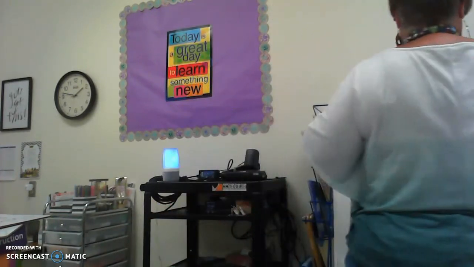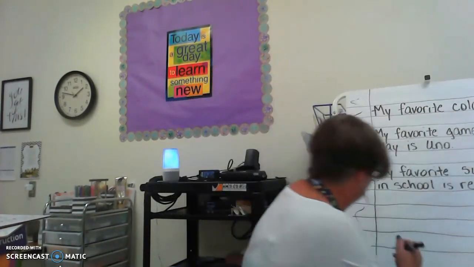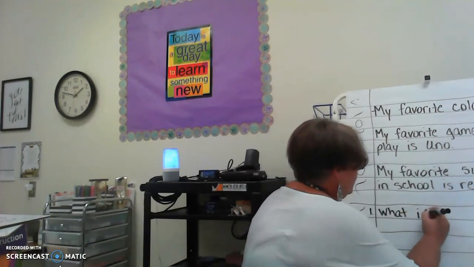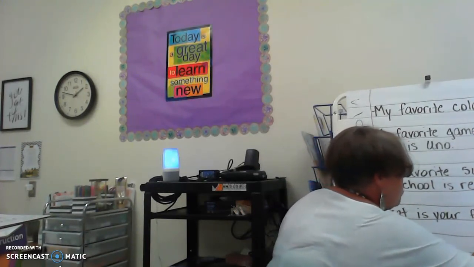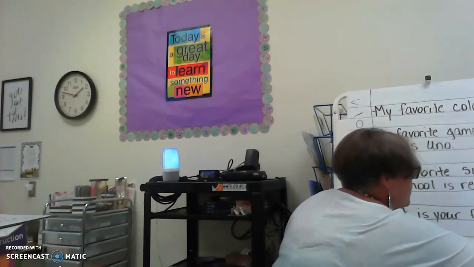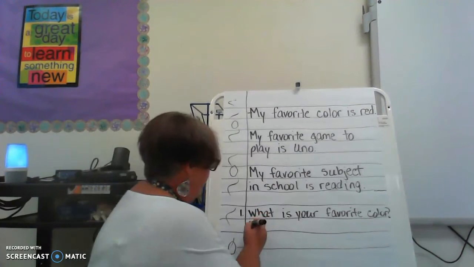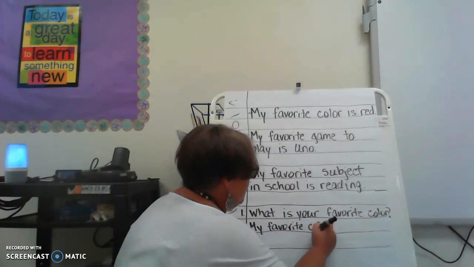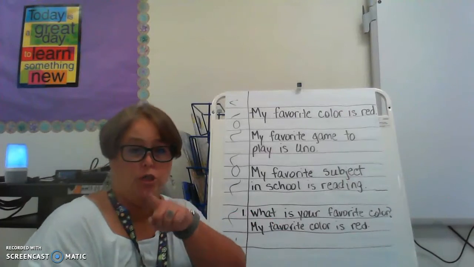So let's look right here. I'm going to show you what I want you to do in your journal. I want you to start right here. We're going to put number 1. What is your favorite color? And I'm putting a question mark because that's the question. That's going to be the question. Oops, y'all can't see that, can you? And now I'm going to write my answer right below it. My favorite color is red. Period.